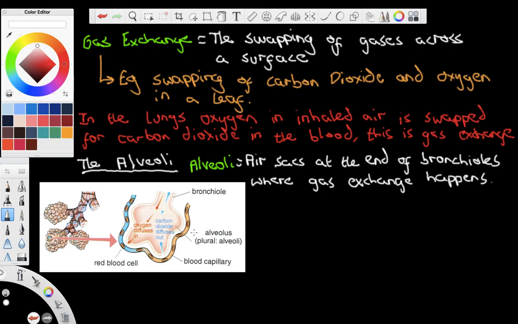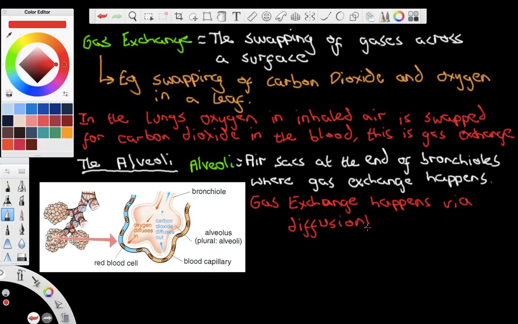Now, the gas exchange in the alveoli happens by diffusion. So we can say that gas exchange happens via diffusion. And that's a really important idea. Okay? Now, the alveoli is adapted for having quick diffusion by having a large surface area.